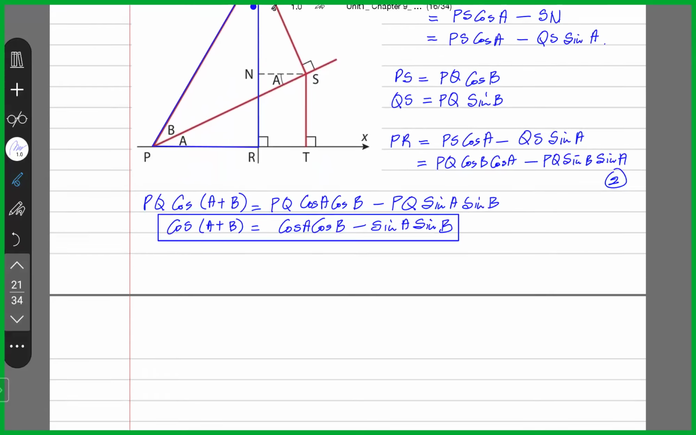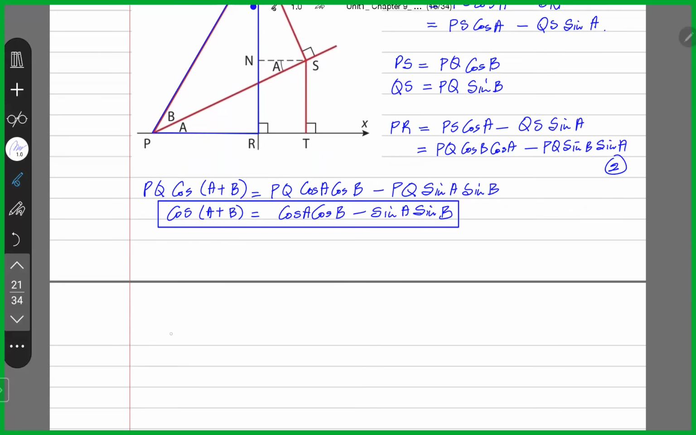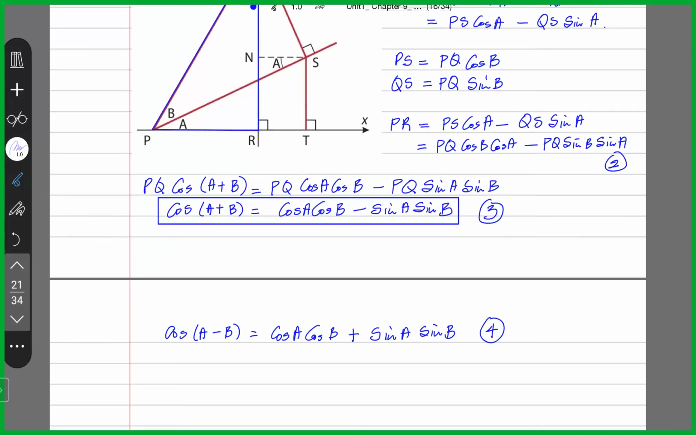Now, there's another side of the compound angle formula. It is also true that cos A minus B is equal to cos A cos B plus sine A sine B. Now we can prove this. Let's call this 3 and this 4. We can prove 4 is true using 3.